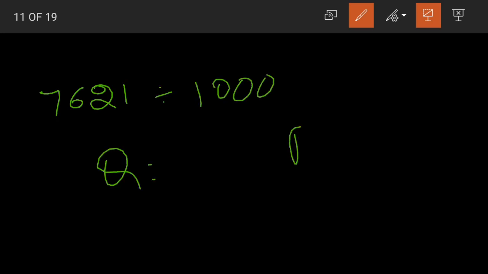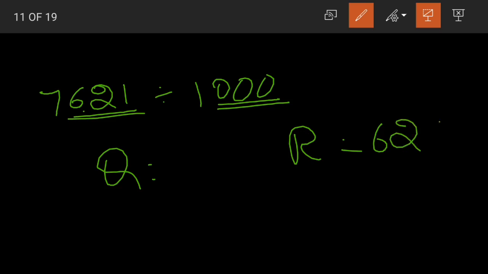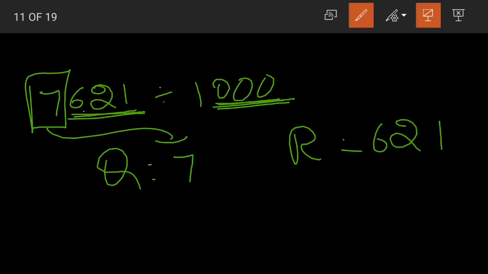Now when they ask you a question such as 7621 divided by 1000, write the quotient and the remainder. Just now what did we learn? 1000 has 3 zeros, so the last 3 digits become the remainder, 621. And what about this 7? 7 becomes our quotient. Okay children? So when such a question is asked, you need not divide. We can simply write the answer. Dividing by 1000 means last 3.